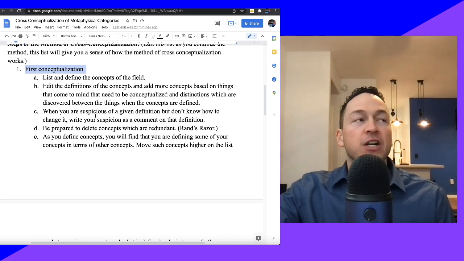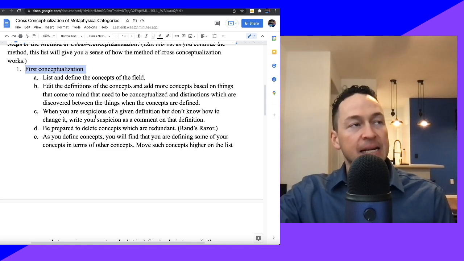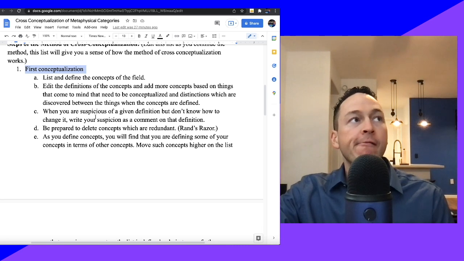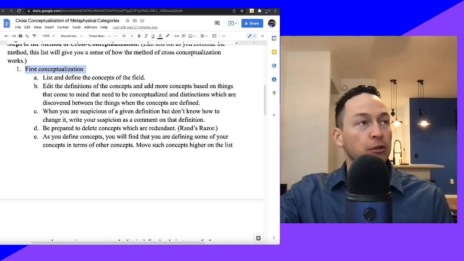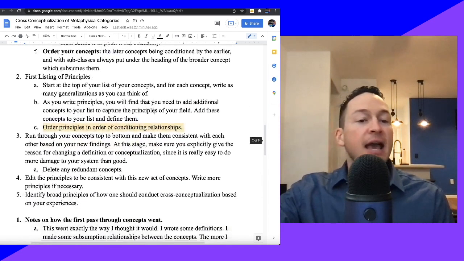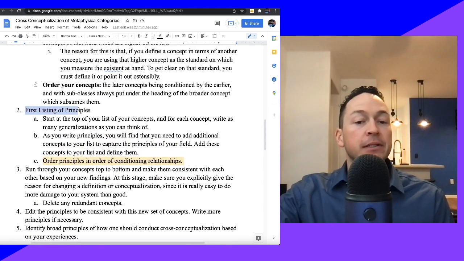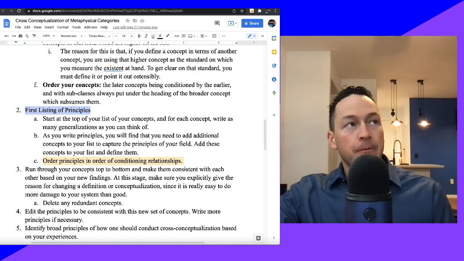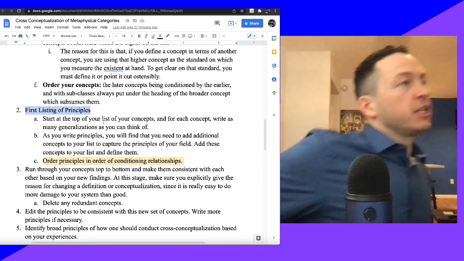That means that we've gone through our first pass of concepts. We've done some stuff to make them consistent with one another. We've done some cross-conceptualizing. And now we're going to do our principles. Okay. Now, let me tell you some of the overview things for principles.